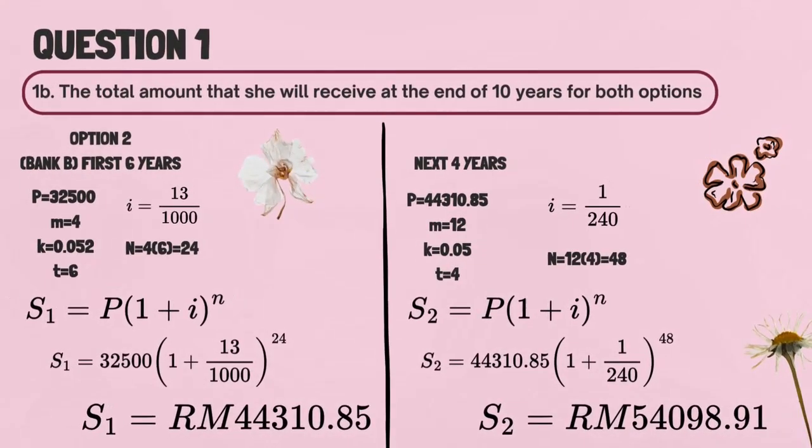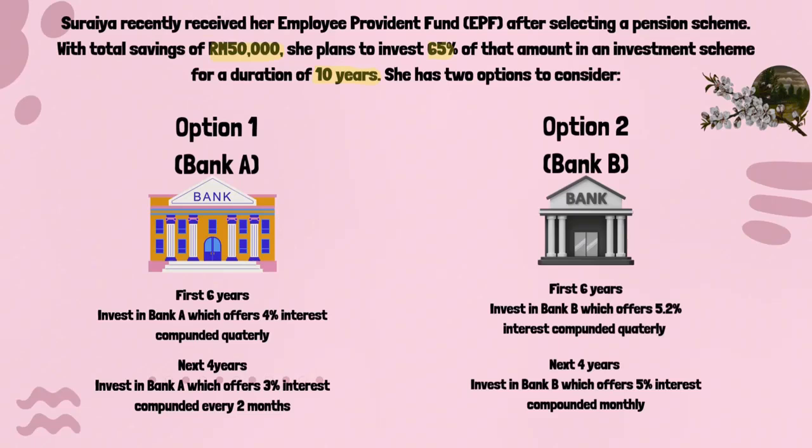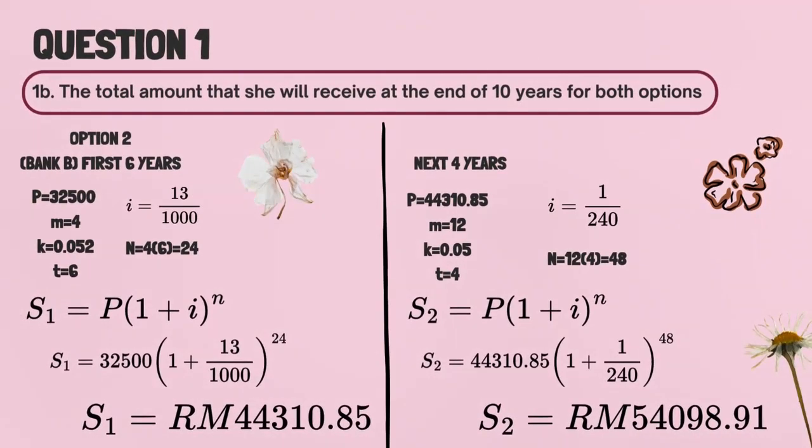Now for Bank B, option 2, let's look back at the question. For the first 6 years, it offers 5.2% interest compounded quarterly, followed by 4 years of 5% interest compounded monthly. Let's do the same thing again. Firstly, we find the first 6 years: S1 equals 32,500 (1 + 13/1,000), because i equals 13/1,000. i refers to K over M, so 0.052 divided by 4 gives 13/1,000. And as usual, N equals MT, which gives 24.